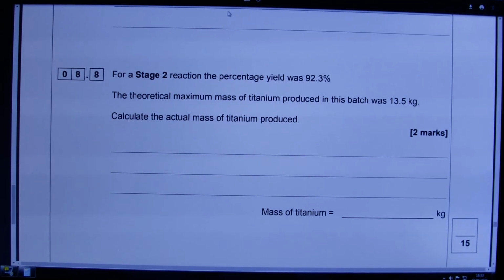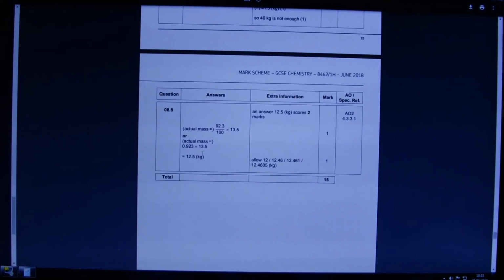92.3% of 13.5 kilos is 12.5 kilos. Allow 12.4605 kilos. If you're going to give me that figure to 3 sig figs and that figure to 3 sig figs, you probably want an answer to 3 sig figs, really.